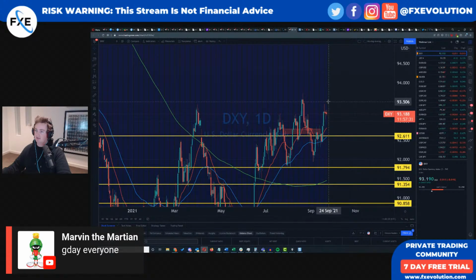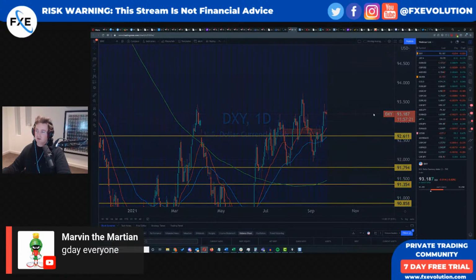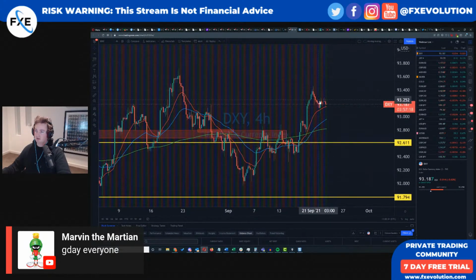So 93.50. We're looking for a closure above that. Remember, a long leg doji stopped us last time. So will a long leg doji stop us again? We should soon find out. If we scroll into the smaller time frames, 4 hour, etc., it's really not giving us much information about where the dollar wants to go.